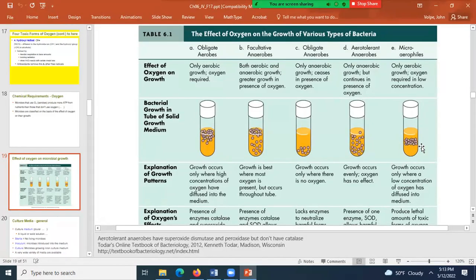The microorganisms in your stomach are actually microaerophiles, like Helicobacter pylori. They are aerobes, but they grow best at reduced oxygen concentrations, usually somewhere around 2 to 4% oxygen, where they have maximum growth. Any question about any of that? All right.